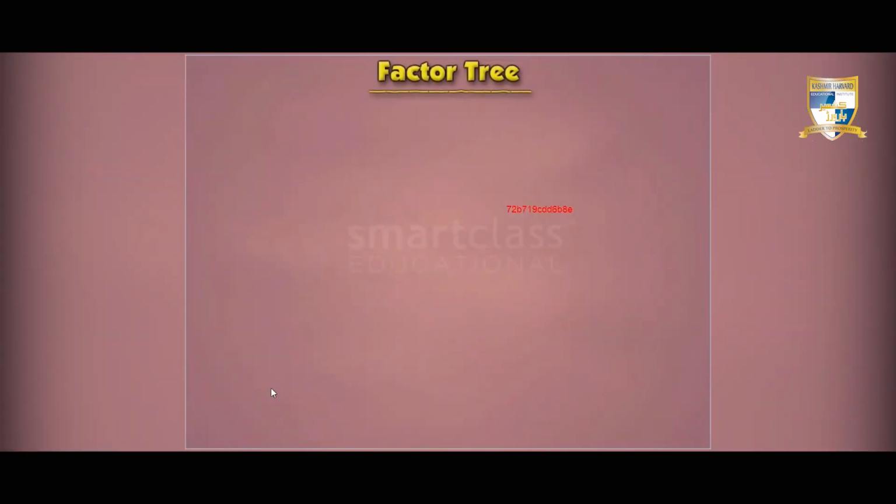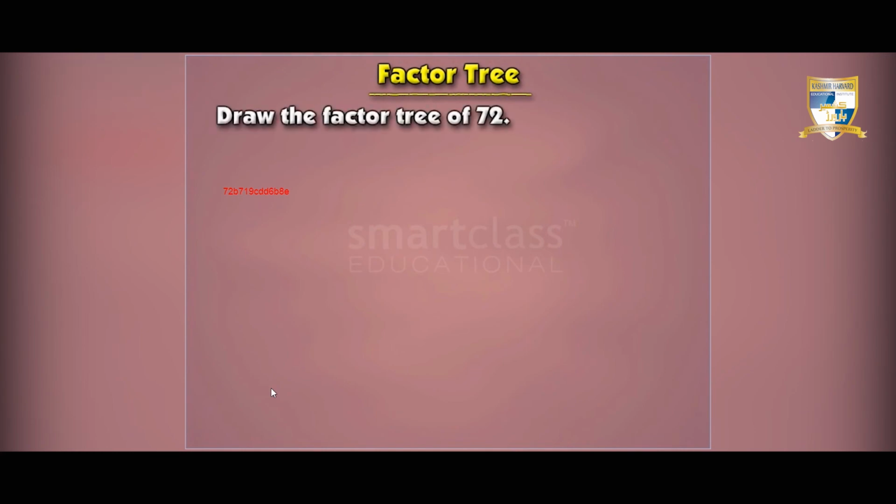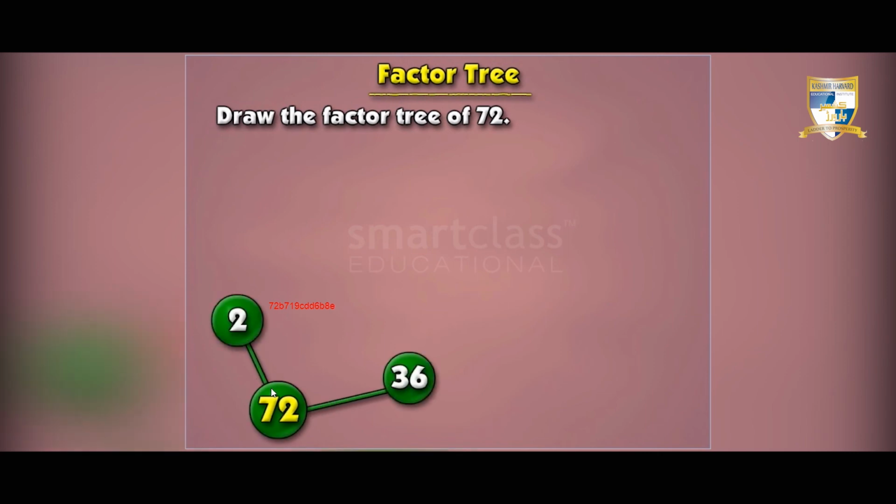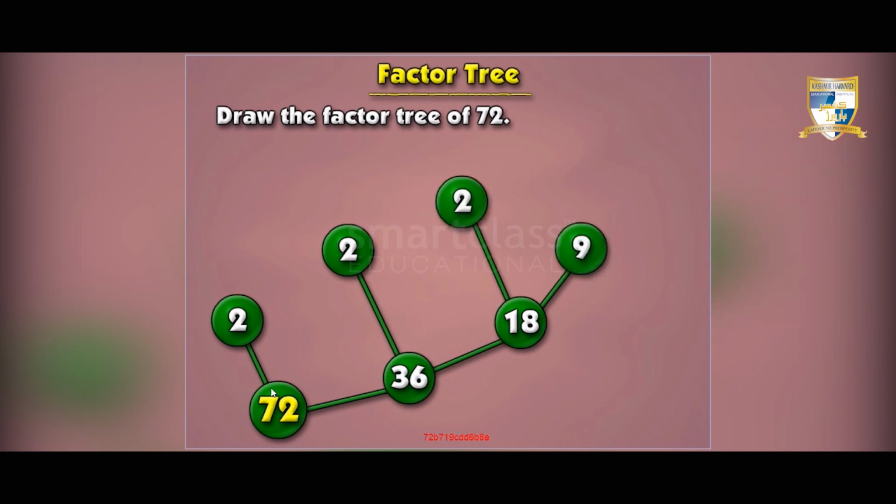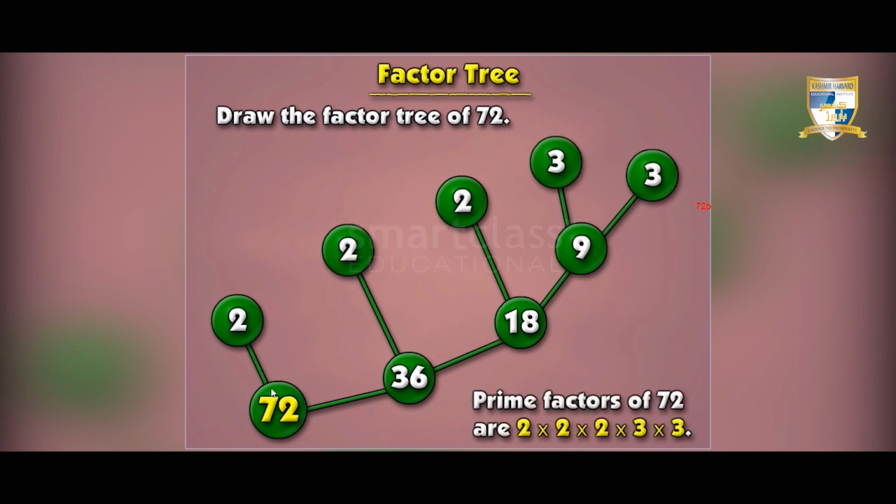Let's consider another example of drawing a factor tree. Draw the factor tree of 72. We can factor 72 as 2 into 36 and consider 2 and 36 as branches. Now we can factor 36 as 2 into 18. Next, we can factor 18 as 2 into 9 and factor 9 further as 3 into 3. So, the prime factors of 72 are 2 into 2 into 2 into 3 into 3.